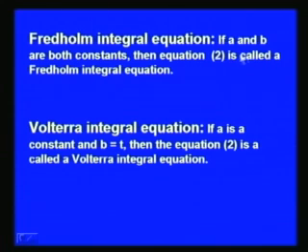Now, if a and b are both constants, then the integral equation 2 is called a Fredholm integral equation, and if a is a constant and b equals the variable t, then equation 2 is known as a Volterra integral equation.